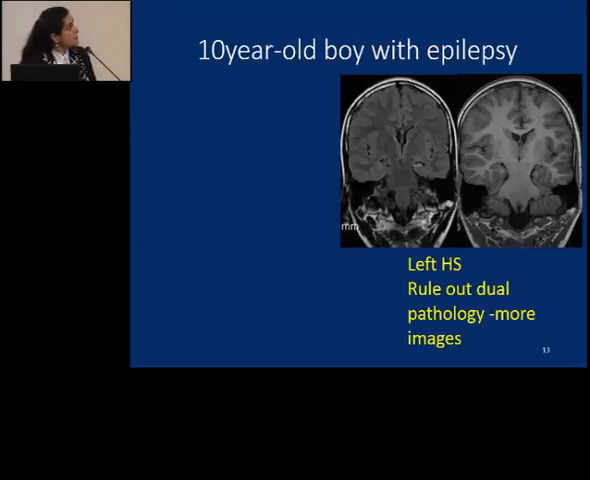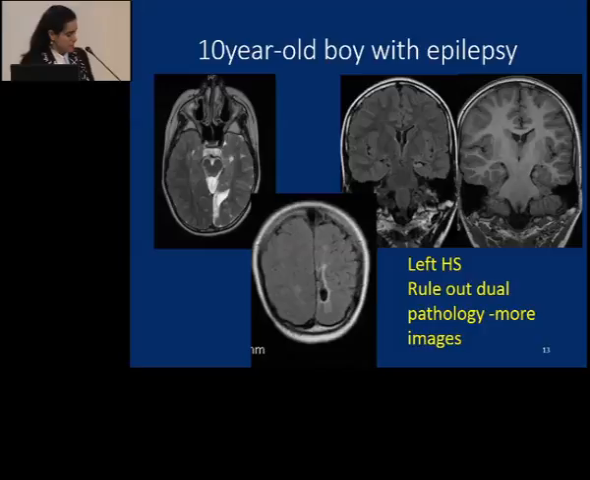This is an example of a 10-year-old boy with epilepsy. And I hope that it is quite obvious that this patient has increased signal and also decreased dimensions, decreased volume, on the left hippocampal area. What about the dual pathology? Of course, we need more images. And if I show you these two, you are sure that this is the case with dual pathology.